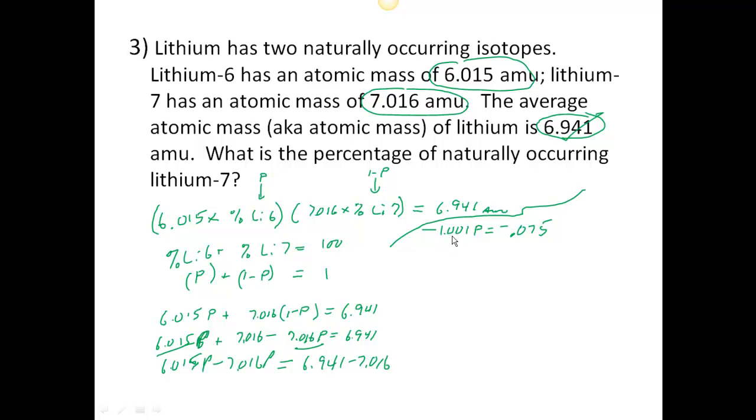Now I divide both sides by negative 1.001, so I get P is equal to 0.0749, which is equal to 7.49%. So this is my percent of lithium-6. My percent of lithium-7 has to be 1 minus that, which is going to be 92.51%. So what did it ask? What's the percentage of naturally occurring lithium-7? My answer there is 92.51%.